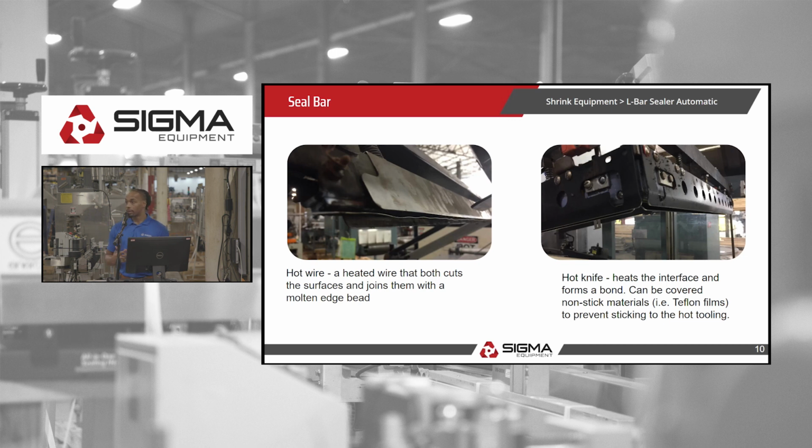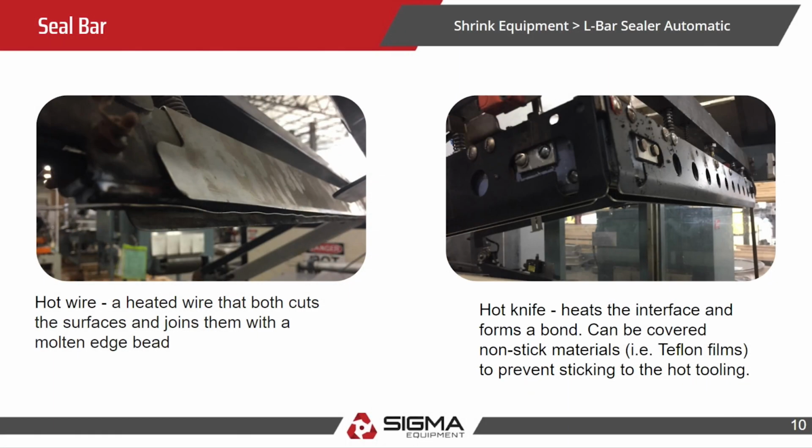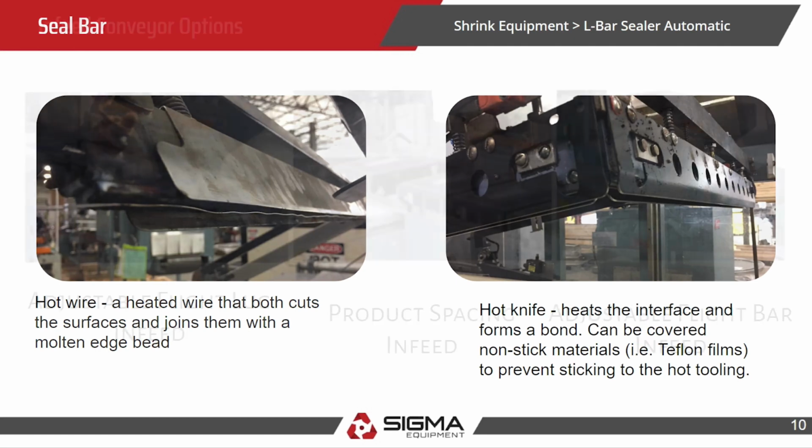So there are typically two different types of seal bars that we see. One is a hot wire, which is a heated wire that both cuts the surface and joins them together with a molten edge bead, as well as a hot knife, which heats the interface and forms a bond. This can be covered with non-stick materials to help prevent sticking to the tooling. So, you don't want your plastic sticking all over the metal as it's being sealed.